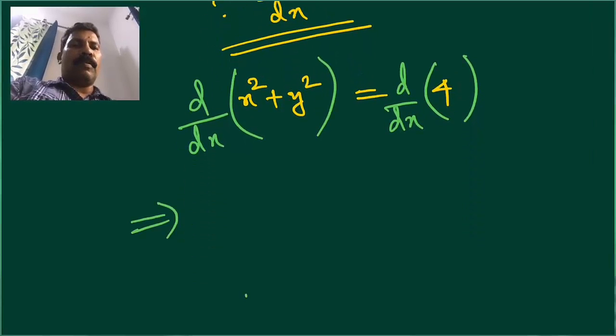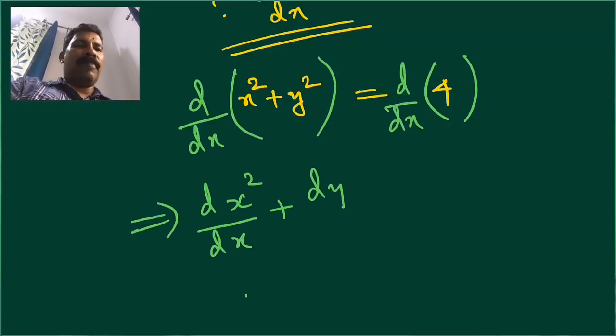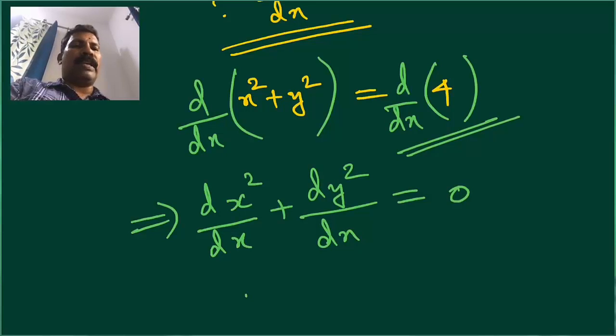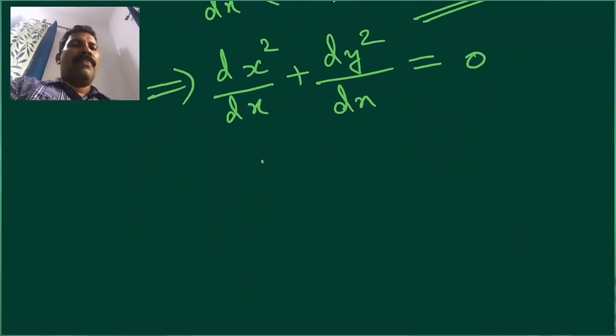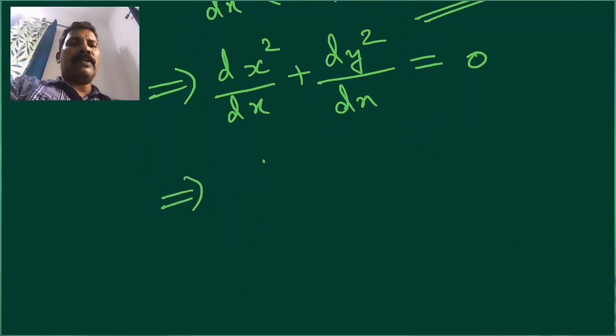Then we know the summation rule, that is derivative of x squared with respect to x, and derivative of y squared with respect to x, and derivative of a constant, that is 0. So we can write it like this. Then what happens? Here you can see that there is no variable mismatching problem. Here x is, here x is. Therefore we can write directly 2x.